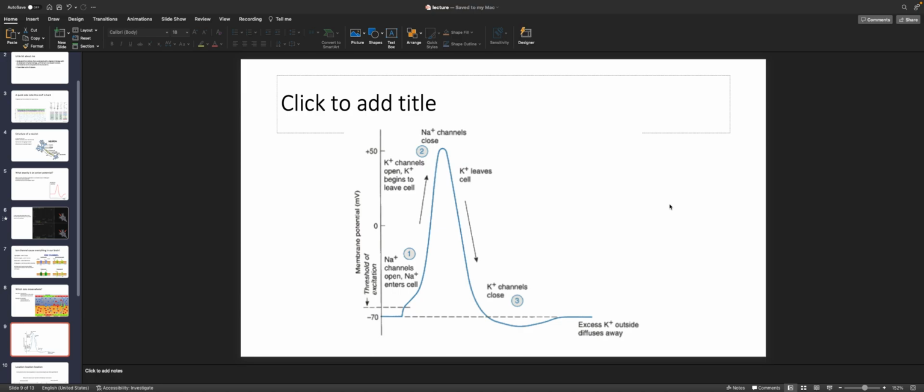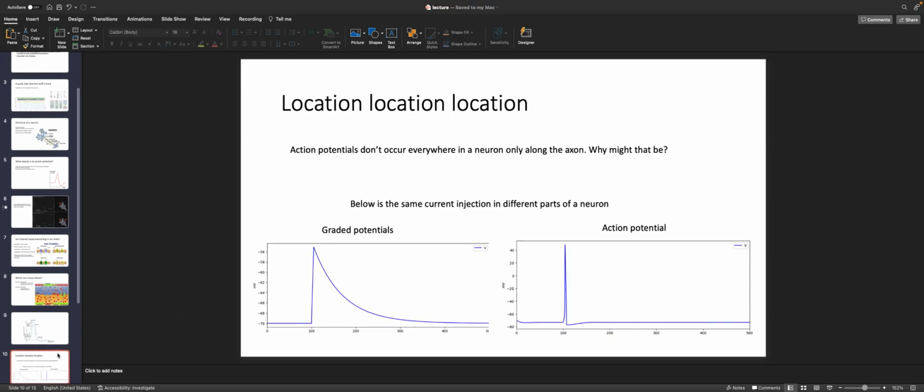But something that's really important is that location is everything in neuroscience. Everything that's in the neuron is very precisely located, and it really does change a lot of things. So for instance, action potentials don't occur everywhere in the neuron. They only occur along an axon, like I kind of said before.